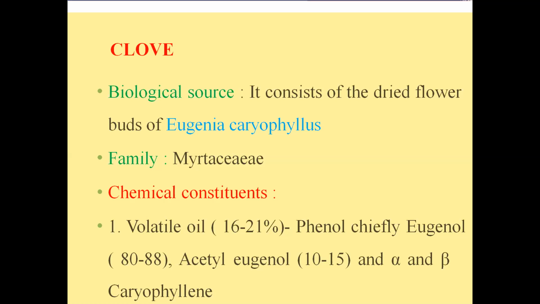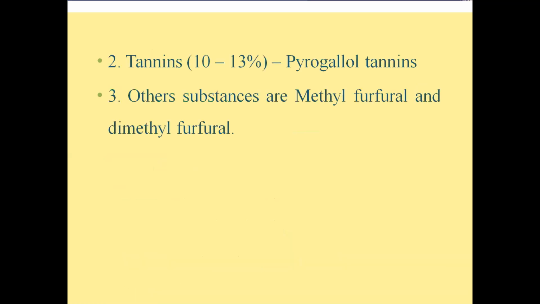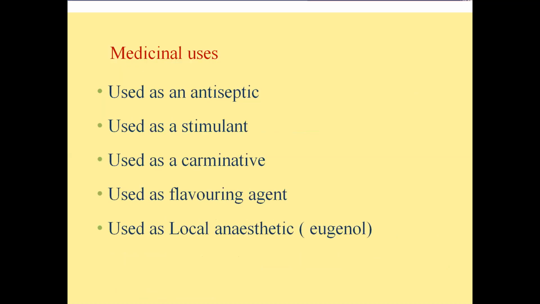The plant part used is the dried flower buds, which you must have seen in your kitchen. Plant's name is Eugenia caryophyllus and it belongs to the family Myrtaceae. The important constituents are volatile oils; the main important constituent is the phenolic volatile oil, that is eugenol, then acetyl eugenol and alpha and beta caryophyllene. These are the important chemical constituents. It also contains tannins, pyrogallol tannins, and other substances like methyl furfural and dimethyl furfural.